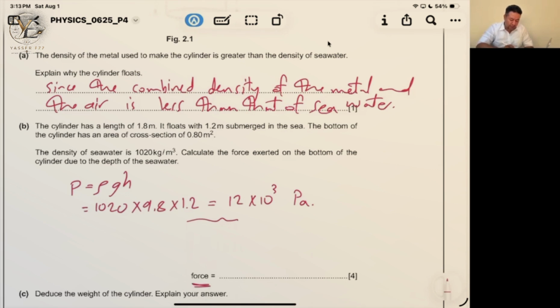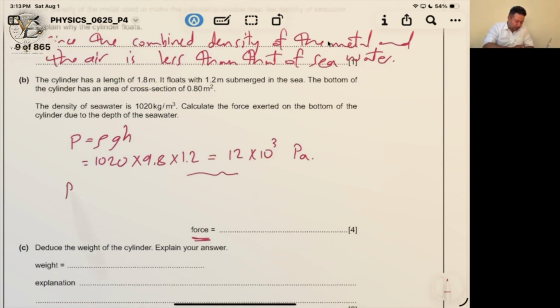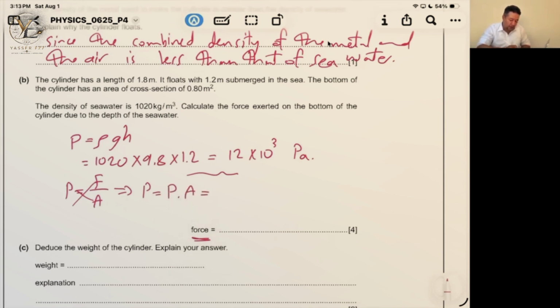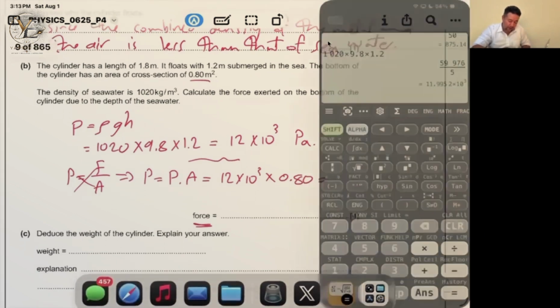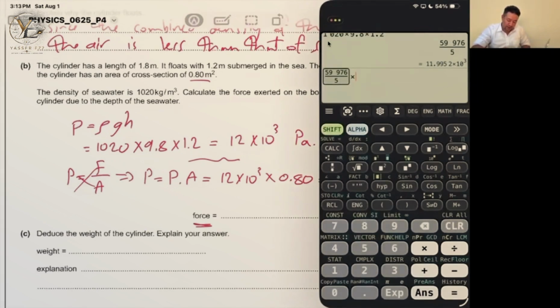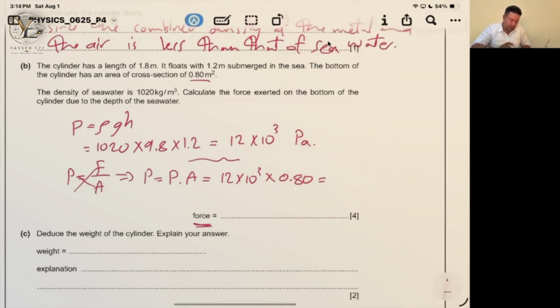He's not asking about the pressure, he's asking about the force. Pressure equals the normal force acting per unit area, so by cross multiplication we can find the force. The force equals pressure times area. The pressure is 12 times 10 to the power of 3, times the area, which is 0.80, equals 9.6 times 10 to the power of 3.